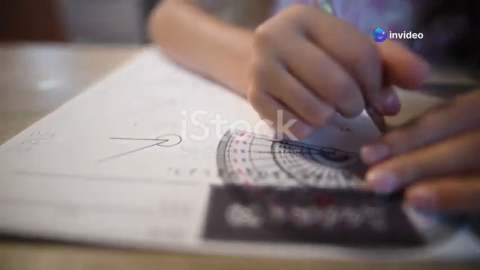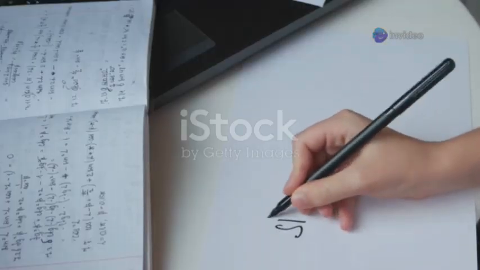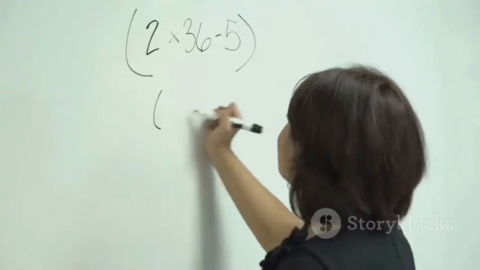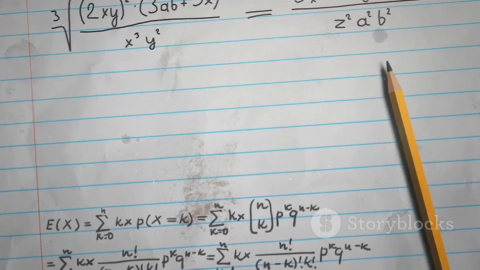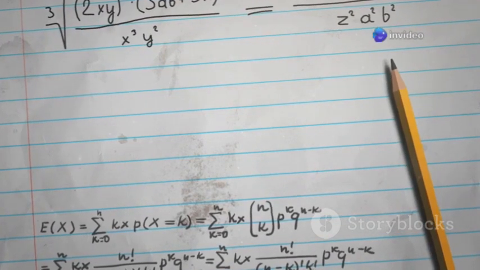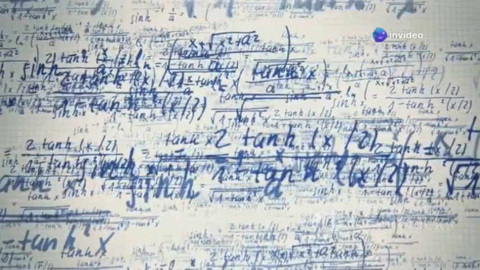Next, let's set up our triangle. We have opposite equals 2 and adjacent equals negative 3. To find the hypotenuse, we use the Pythagorean theorem. So r equals the square root of 2 squared plus negative 3 squared. That's the square root of 13. Now we calculate the trigonometric ratios.